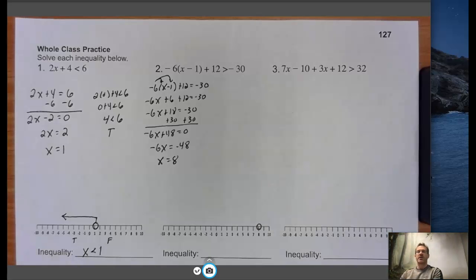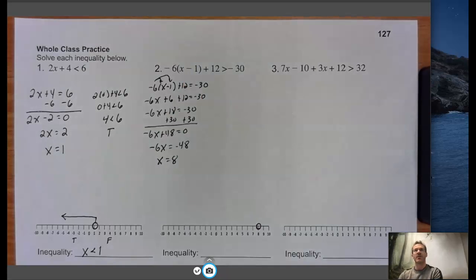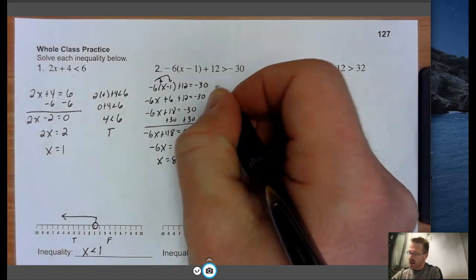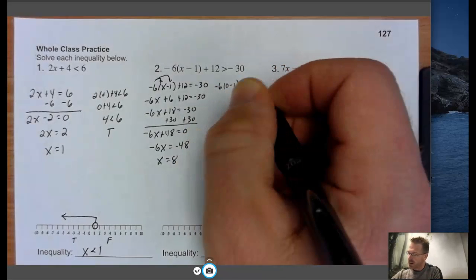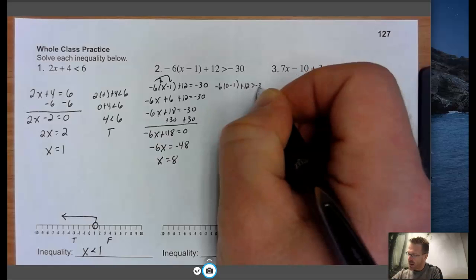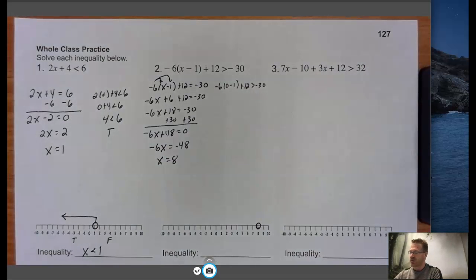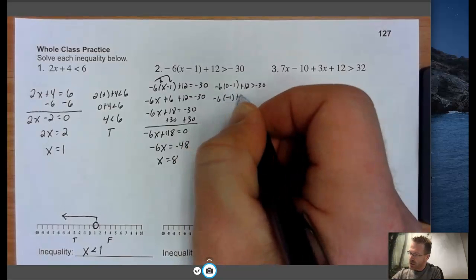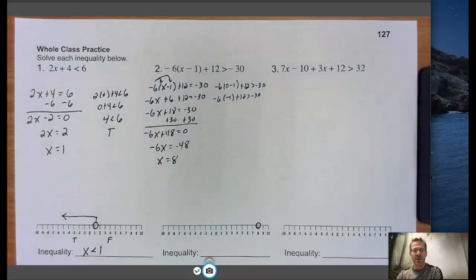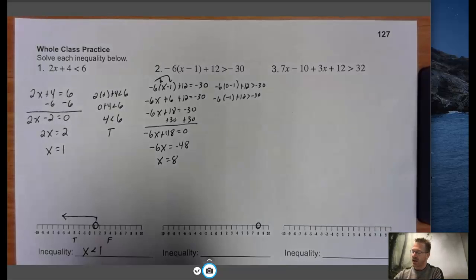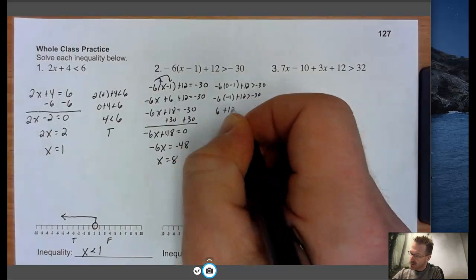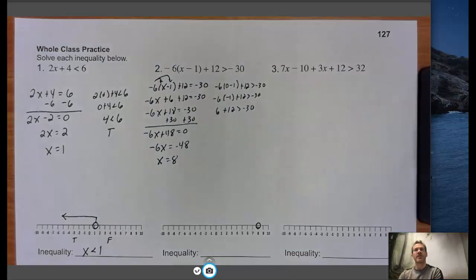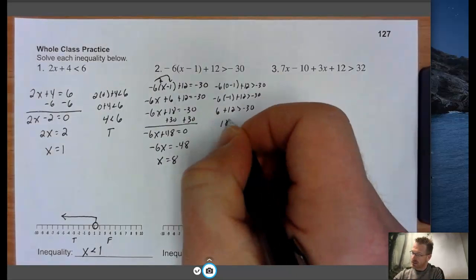Okay, and then once again, now we want to test. So now I'm going to take 0, which is on the left side again, and I'm going to plug it into our inequality, and I'm going to see what result we get. So -6 times 0 minus 1 plus 12 is greater than -30. So we just follow order of operations here on the left side. Do our parentheses first. 0 minus 1 is -1. Then I'm going to do my multiplication. -6 times -1 is +6.